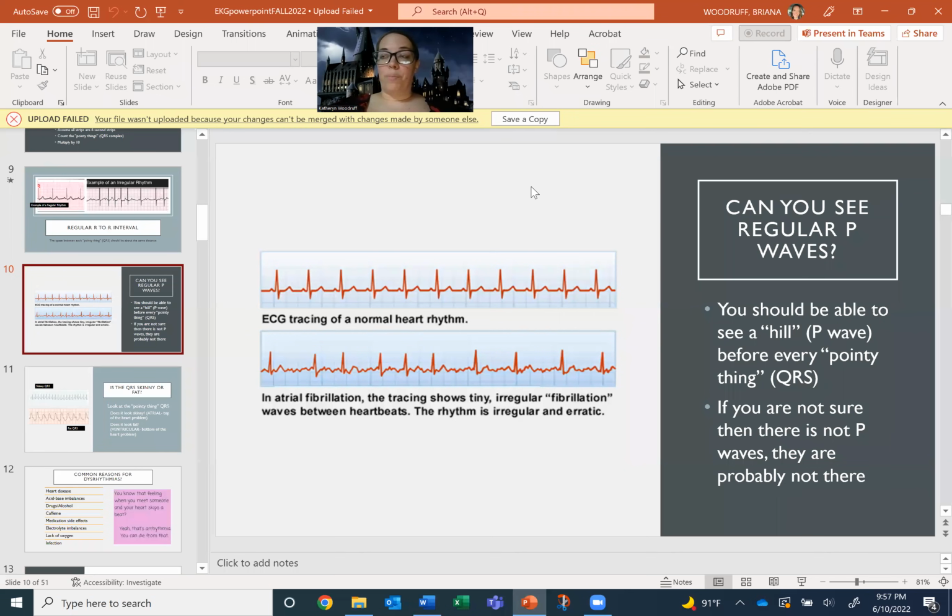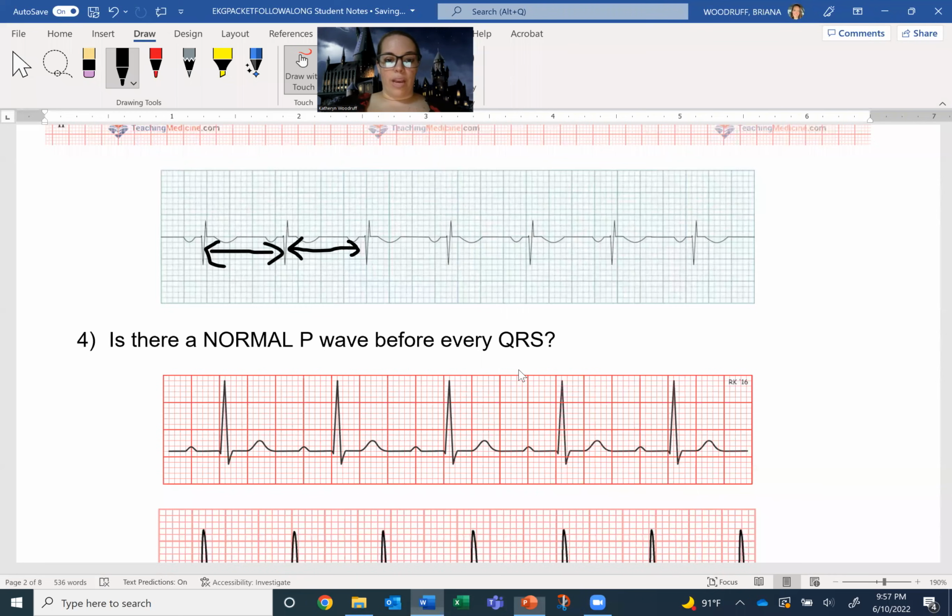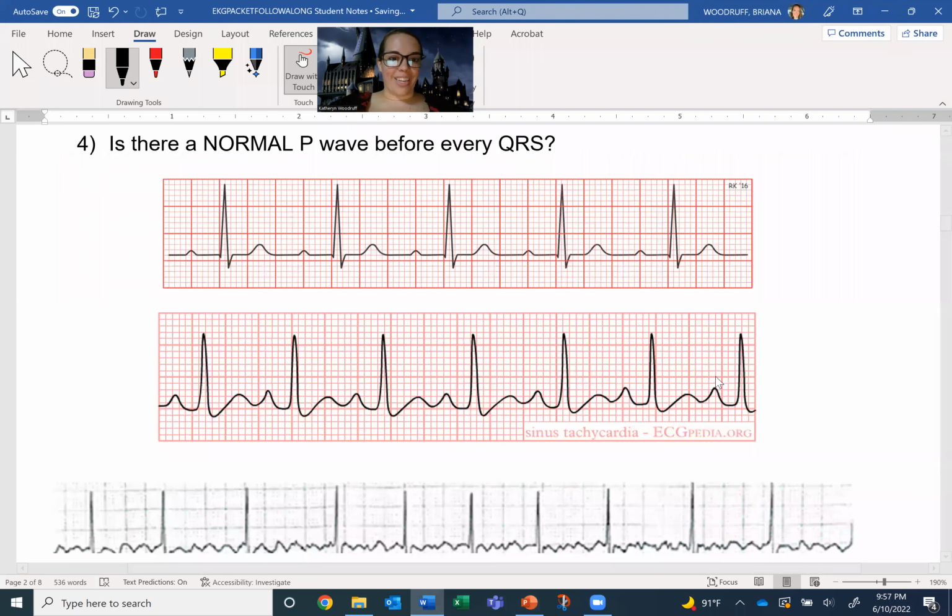When we say regular P waves, if you're ever questioning, is this a real P wave, is this a P wave, it's not a P wave. You should never have to question it. It should be very easy to tell that hey, this is a P wave. If you see a squiggly line, that's not a P wave. In real life, there's lots of artifact, but in nursing school world, everything is perfect.